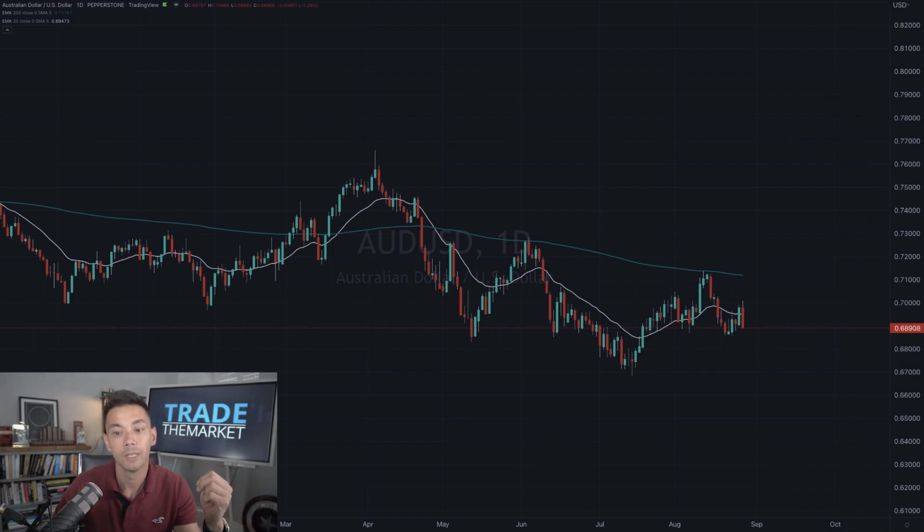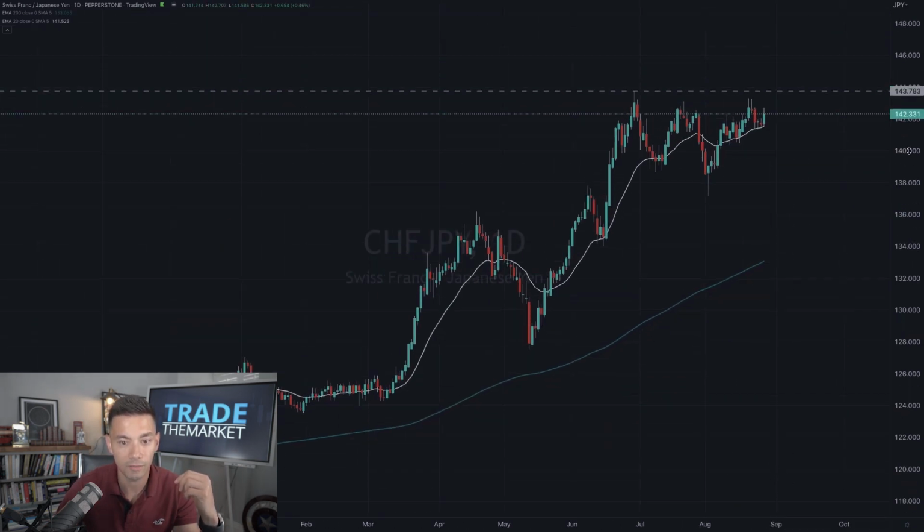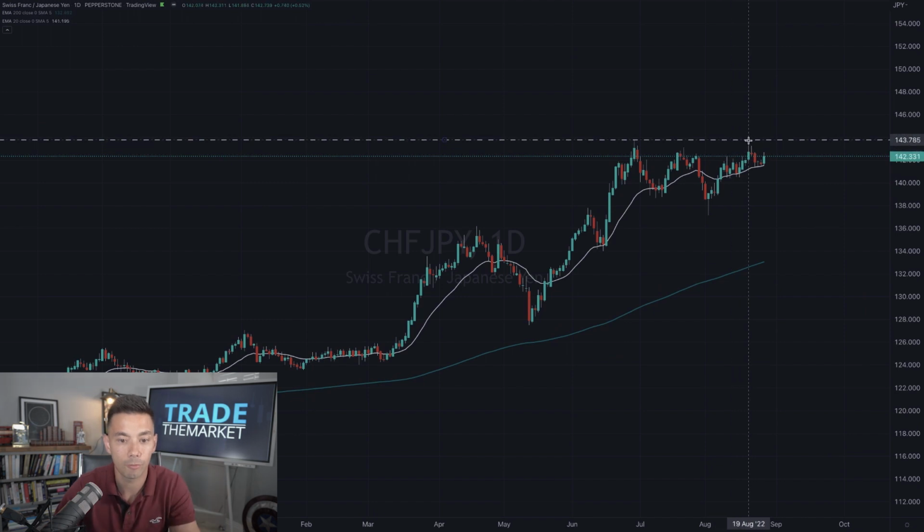Okay. So moving on to the franc yen. So this is the next one. I'm waiting for the market here to break through these highs here at the 143.815 level. If it can do that, and we get a close above that level, then I'll be looking to take this long. Again, stop will go behind the 2 bar low, which is at the moment just around this area here at 141.21.